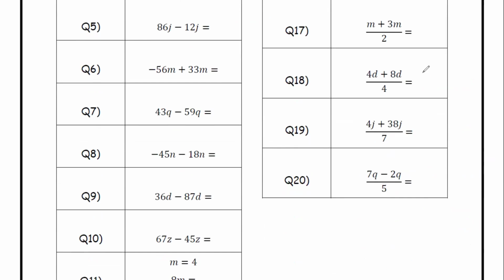4d plus 8d is 12d. 12d divided by 4. 4 goes into 12 three times. So 3d. 4j plus 38j is 42j upon 7. 7 goes into 42 6 times. So 6j. 7q minus 2q. So you take the difference, which is 5q. Whether it's positive or negative, you look at the sign of the bigger absolute value. So it is positive 5q upon 5. 5 and 5 cancel, so you get q or 1q. That's it. We're done with the binomial set A.